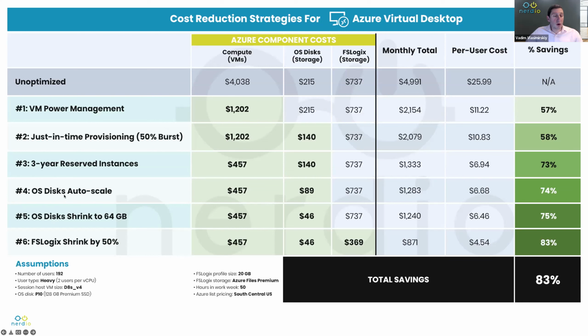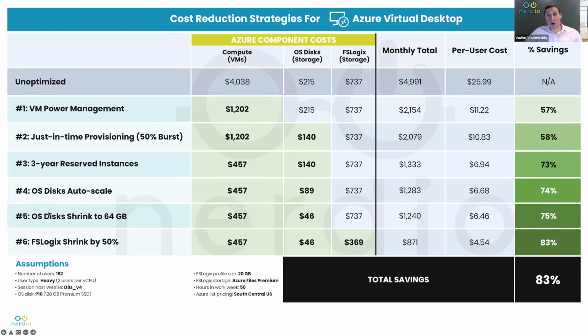So what operating system disk autoscale does is it can automatically convert from an expensive SSD storage disk when the VM is running to a spinning media, a standard HDD disk, once the VM is powered off, and automatically convert it back to SSD when the VM starts up. So it basically toggles the disk types automatically to make sure that you're never paying for more expensive storage when it's not being utilized. We then have something called operating system disk shrinking.